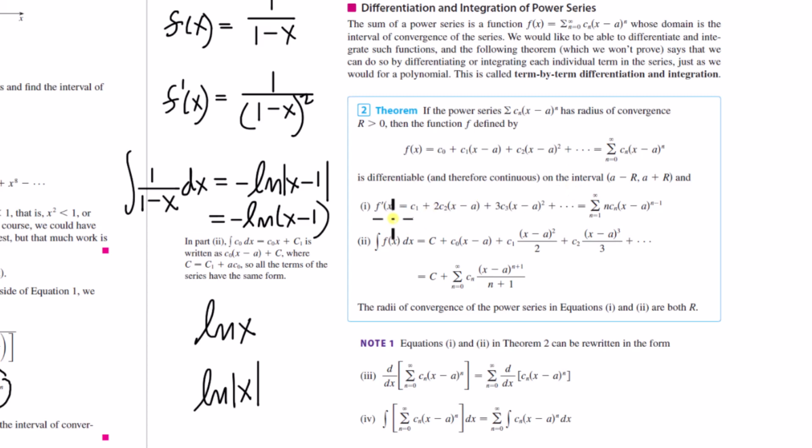And what is f prime of x? It's really easy. You come to this formula and do the power rule of differentiation. You just bring down the n and then make this n minus 1.